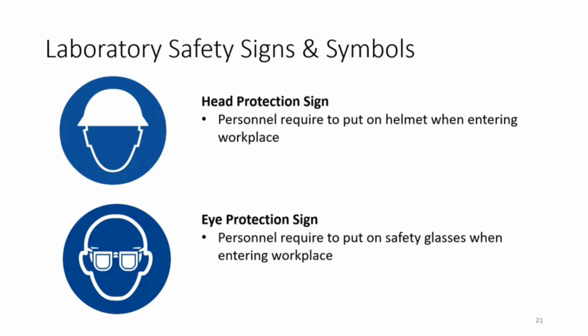Certain work environments require additional personal protection equipment. The head protection sign is typically seen in the construction industry to prevent people from being hit by falling objects. So personnel is required to put on a helmet when entering such a workplace.